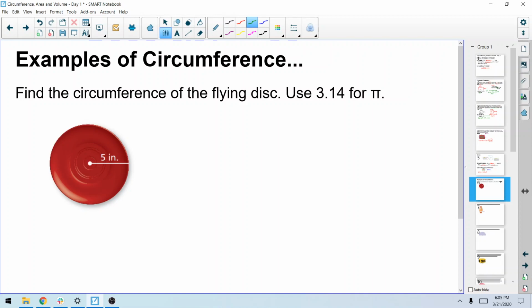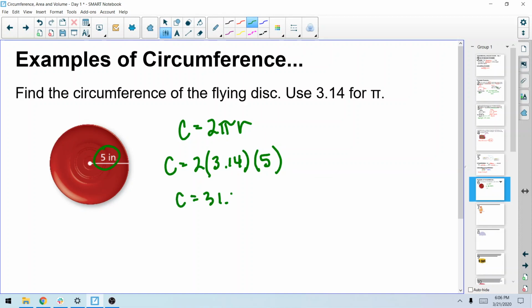And then 2 pi r is how you calculate circumference. Examples. Find the circumference of the flying disc. Use 3.14 for pi. So, circumference, we just said, was 2 pi r. First thing I'm looking at is we've got a 5. Is that in fact your radius? And the answer to that is yes. So the circumference is 2 times pi, which we're going to use 3.14, times the radius, which is 5. Grab your calculator. 2 times 3.14 times 5. I got circumference equals 31.4, and we're dealing in inches, so 31.4 inches.